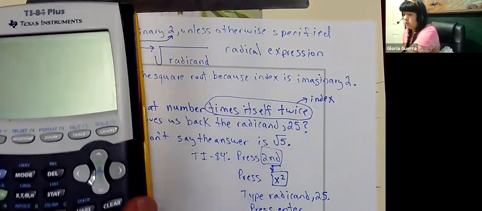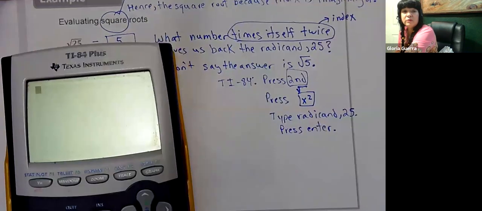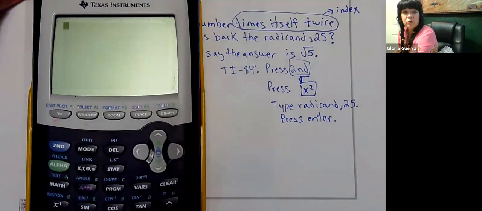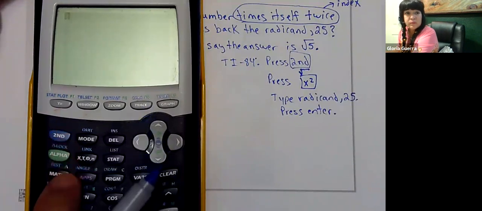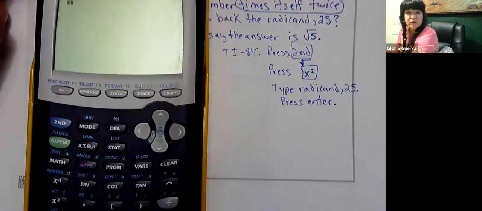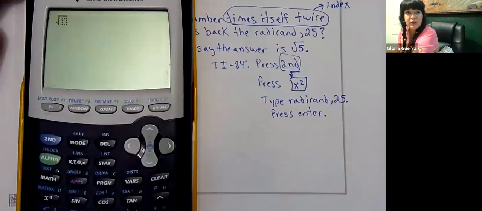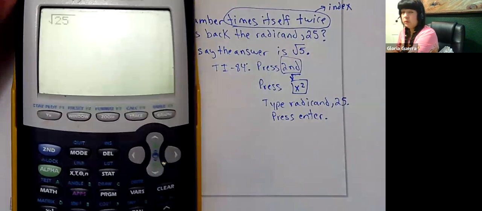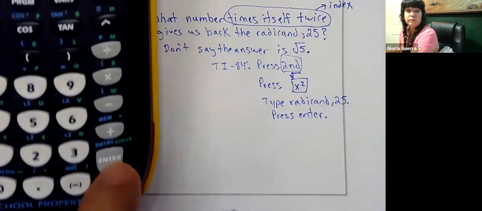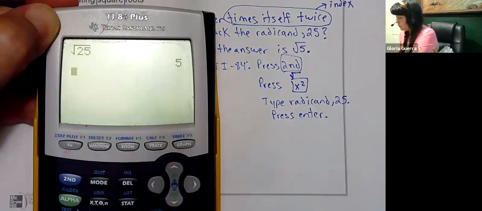So those should be the steps to find that. You would press the second button, and then this x squared button because it's got the radical. See that? And then you press the radicand, which is 25, and then you press the enter button, which is right here, and it does give you 5. See that?